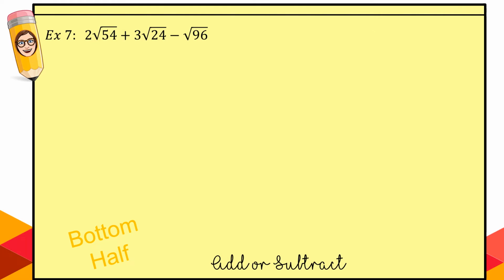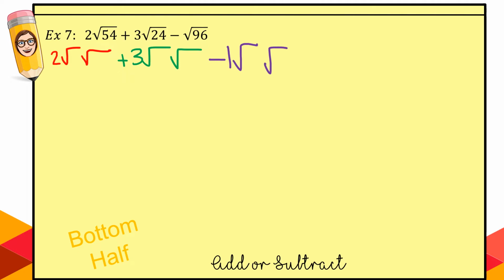A couple more examples. Example 7. Let's take a look. I have a lot of breaking down to do. So 54 is going to break down. 24 is going to break down. And 96 is going to break down. I feel like there should be a number there, so I'm going to put a 1.